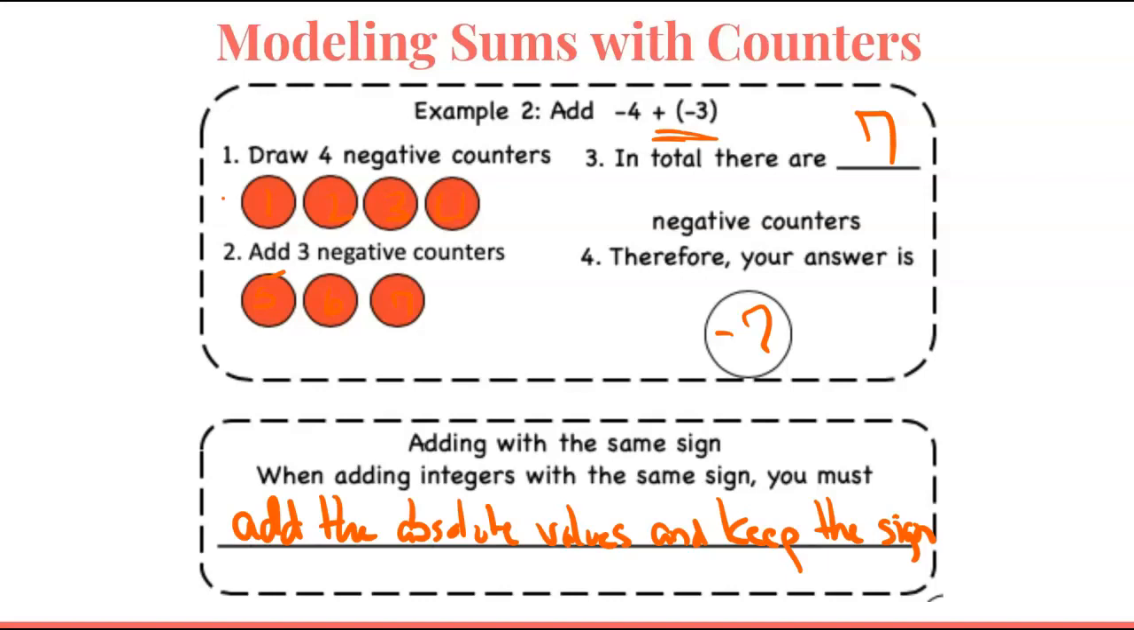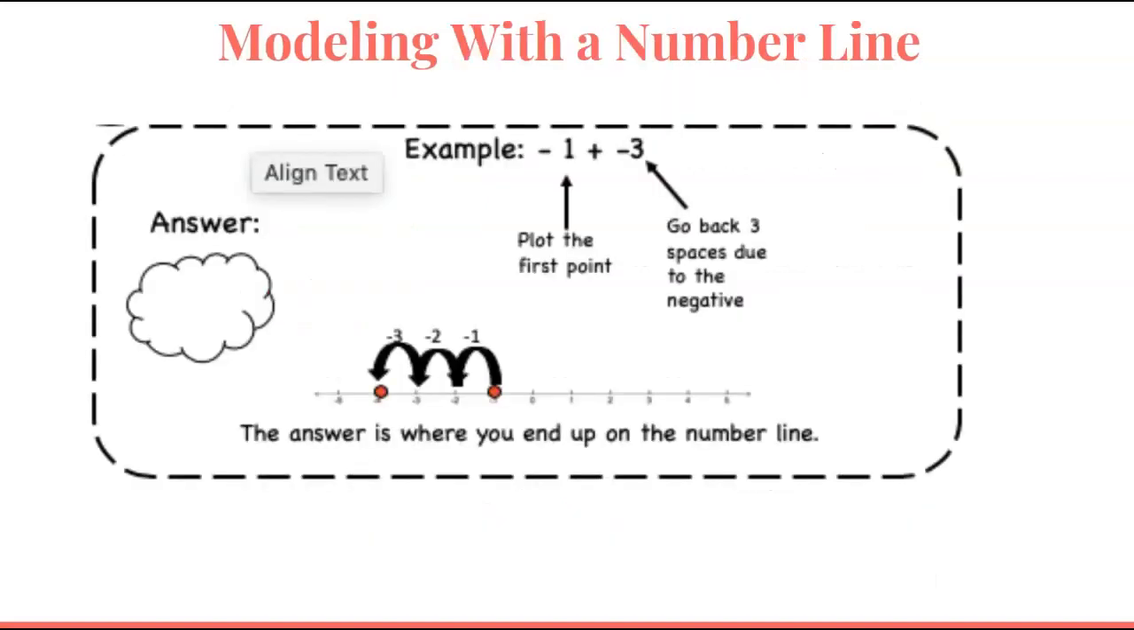Okay, very simple. I also just want to show you, just to see it, what that would look like on a number line. So let's take a look at a couple examples adding with a number line. So we have an example here where we are adding 2 negative numbers, negative 1 plus negative 3. The procedure for adding using a number line is the same.